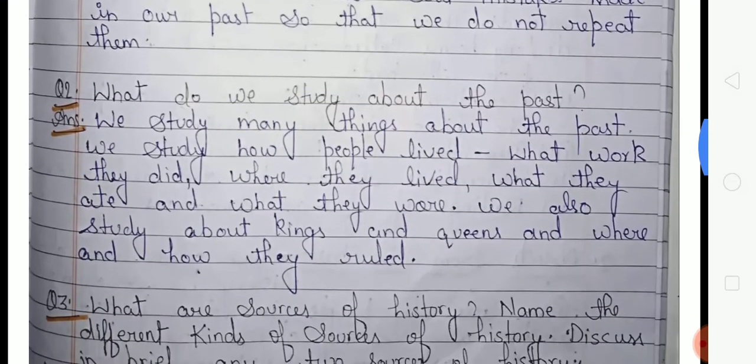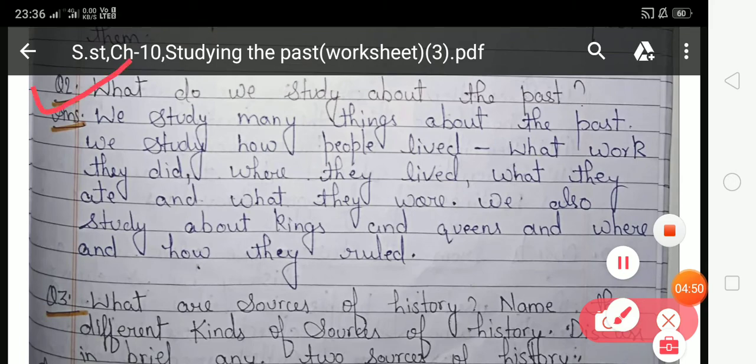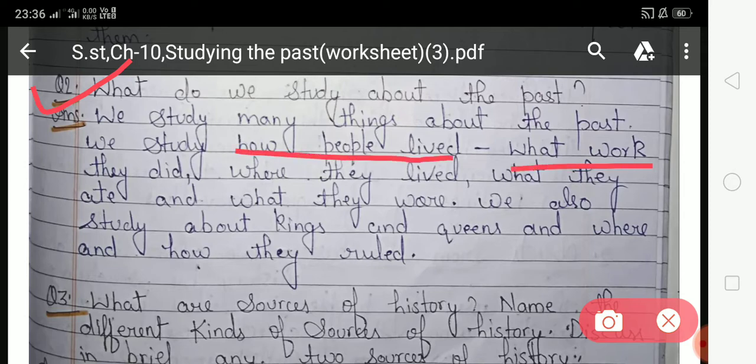And look at the next question. Why do we study about the past? So students, what is the reason we study about the past? We study many things about the past. We study how people lived, what work they did, where they lived, what they ate, and what they wore. We also study about kings and queens and where and how they ruled.